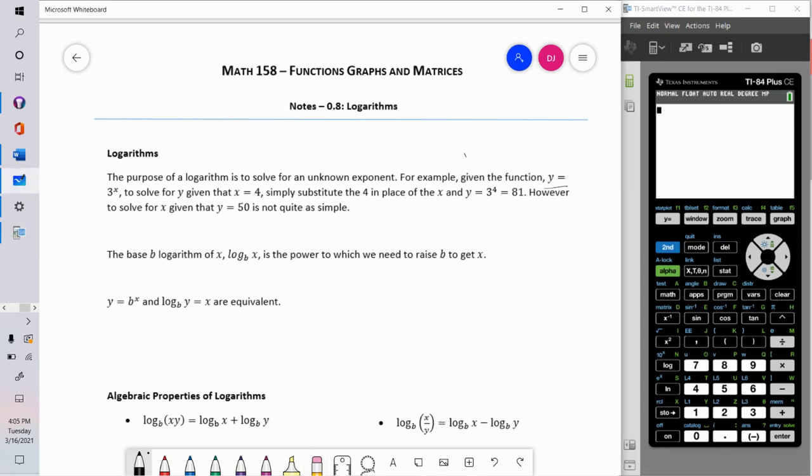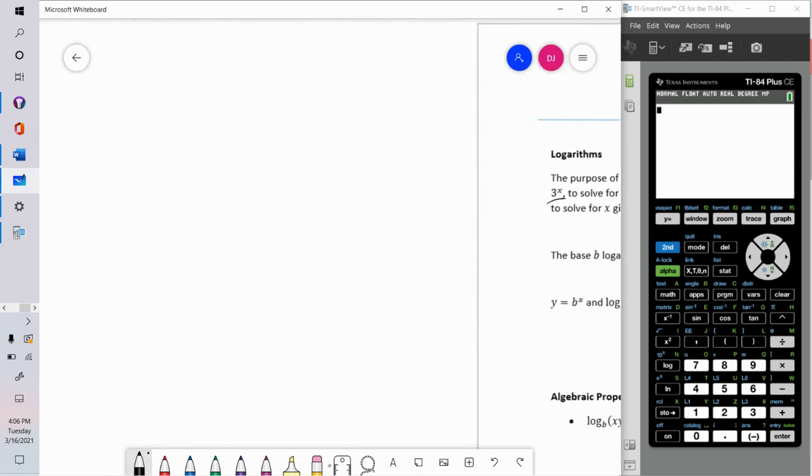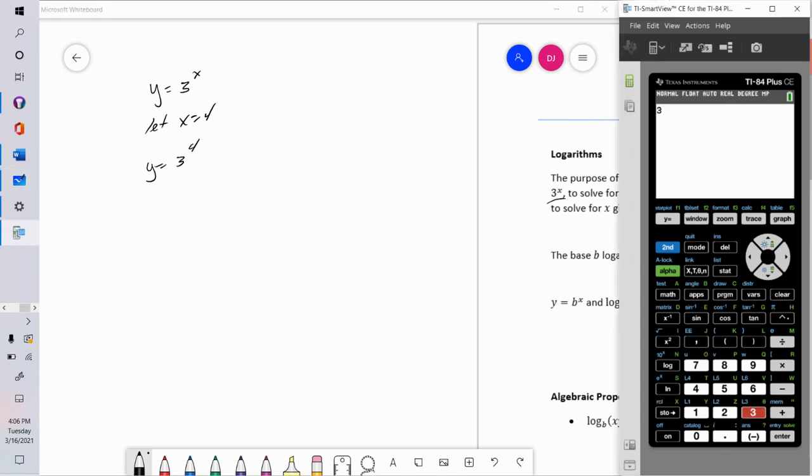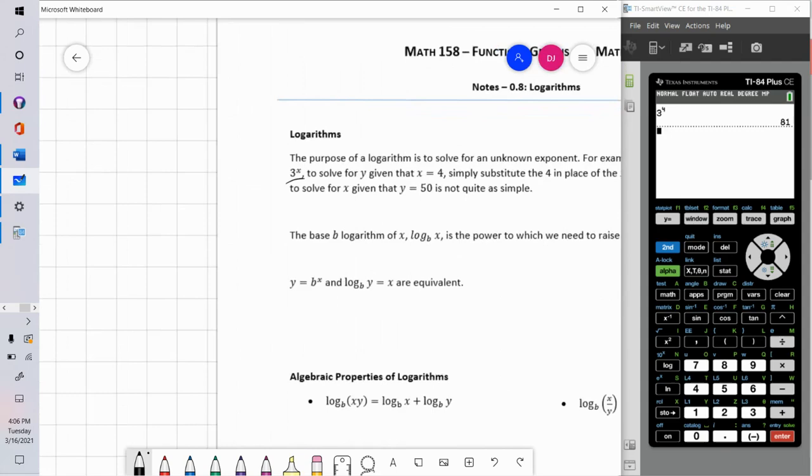Okay, so the purpose of a logarithm is to solve for an unknown exponent. I have the example here, y equals 3 to the x, and I kind of split my equation, so let's write it off to the side over here. If I have y equals 3 to the x, and I let x equal 4, y equals 3 to the 4th, and I can use my calculator, 3 to the 4th, hopefully you know this, is 81. So y equals 81. That's fairly simple.